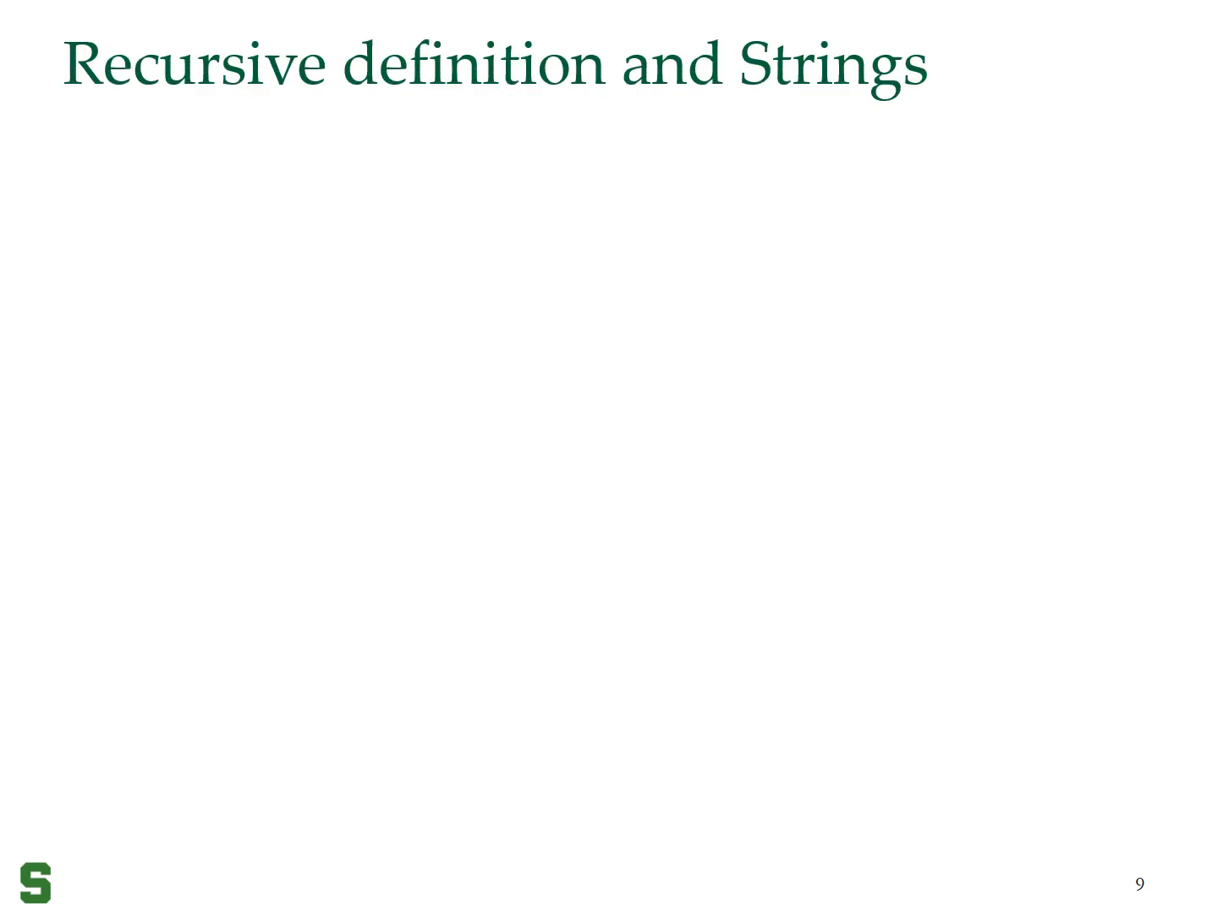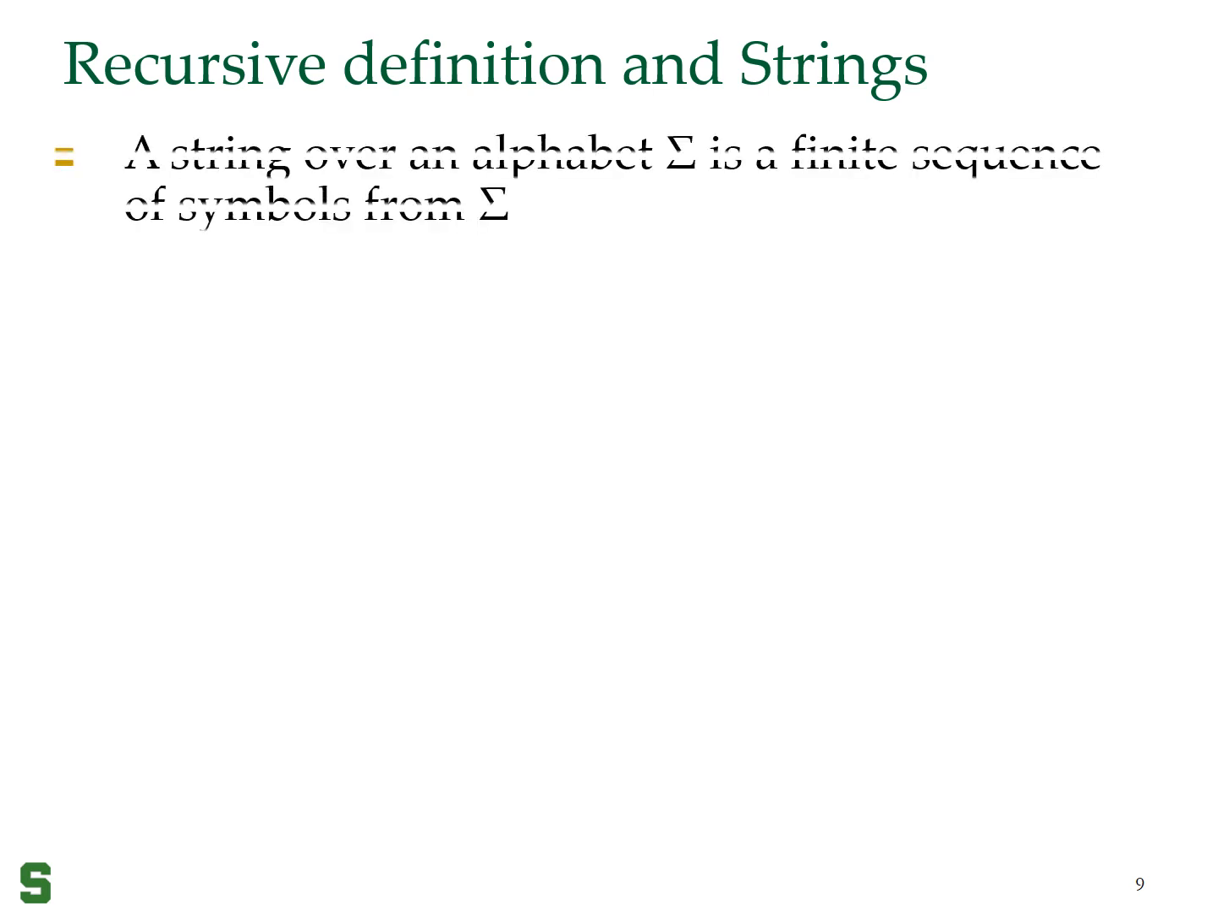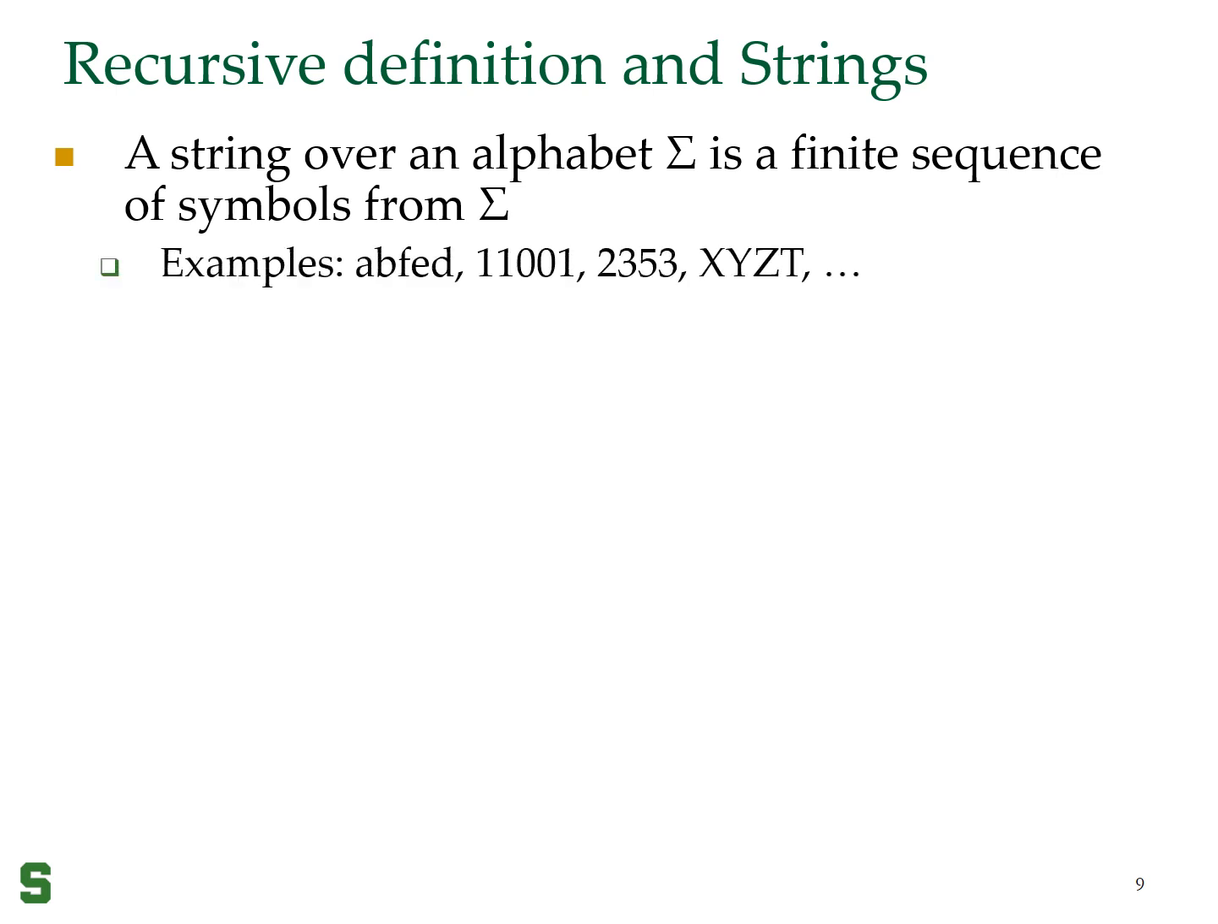This is another example of recursive definition where we want to define strings. A string over alphabet sigma is any finite sequence of symbols from sigma. So let's say we have the alphabet to be all the letters on the keyboard, then we will have some strings like A, B, F, E, D, 1, 1, 0, 0, 1, and so on and so forth.